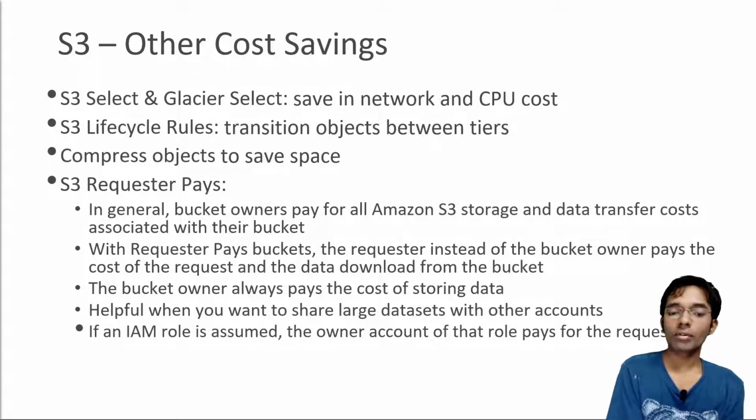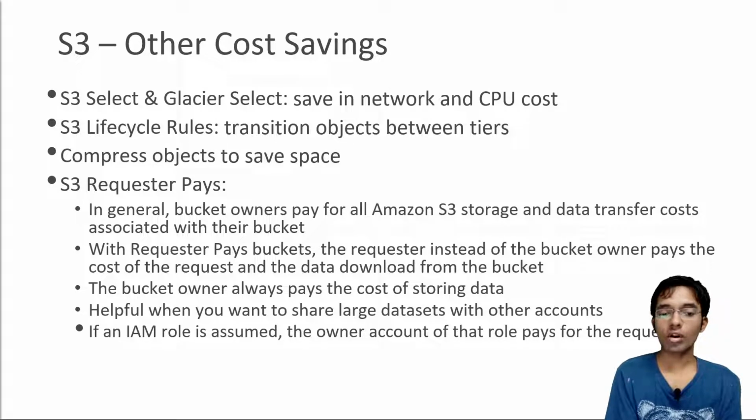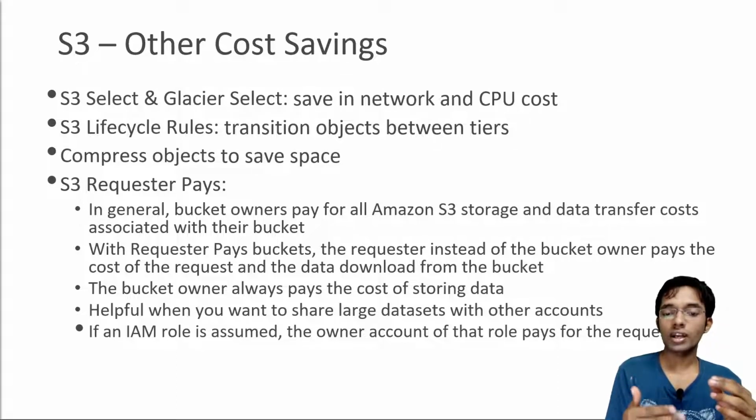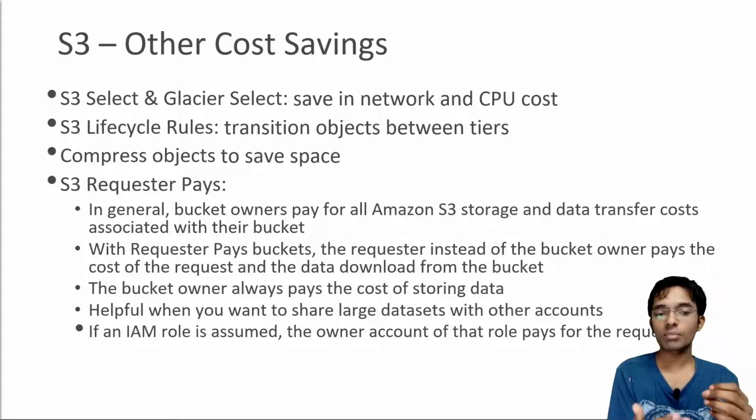So if you have an object that's, for example, a large data set, and you want to share it with thousands of accounts, obviously you don't want to bear all the network cost for this. So you can enable S3 Requester Pays, and then each account that requests data from your bucket will have to pay the data transfer cost, and not you. And for this feature to work, you need to make sure you set up an S3 bucket policy that enables Requester Pays.